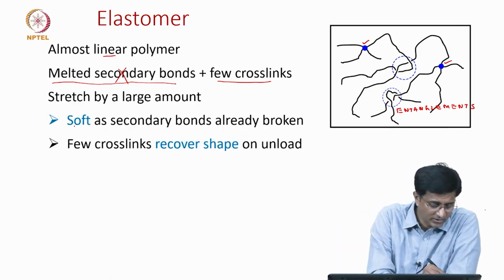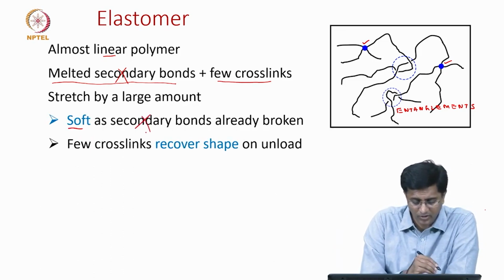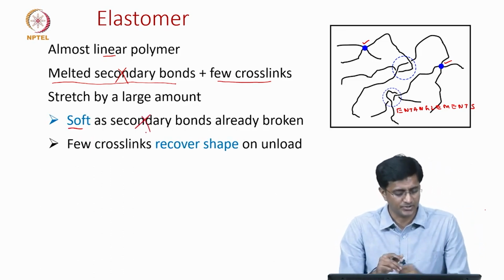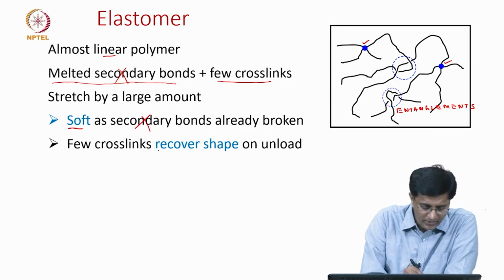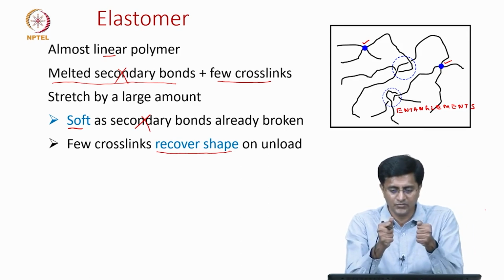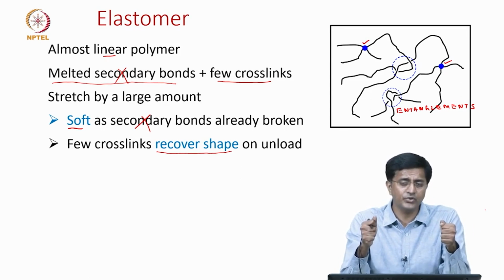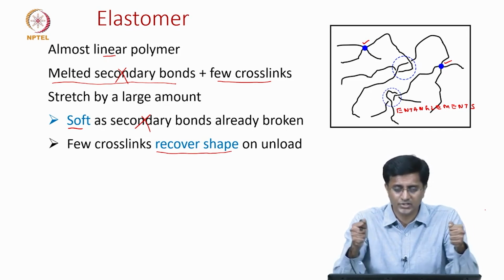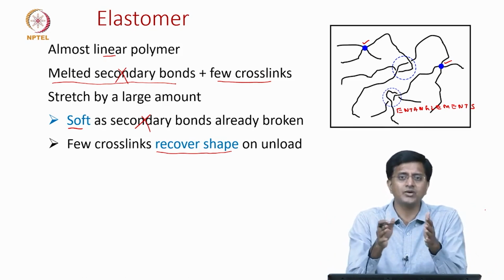So, first we say that elastomers are soft because the secondary bonds are already broken at room temperature and they have very few cross links. Why is cross linking important? Because they recover the shape. So, which means when you stretch, because there is no secondary bond, it is soft and again there are very few cross links. So, you can stretch by large amounts. But once you leave, they come back to the original shape.